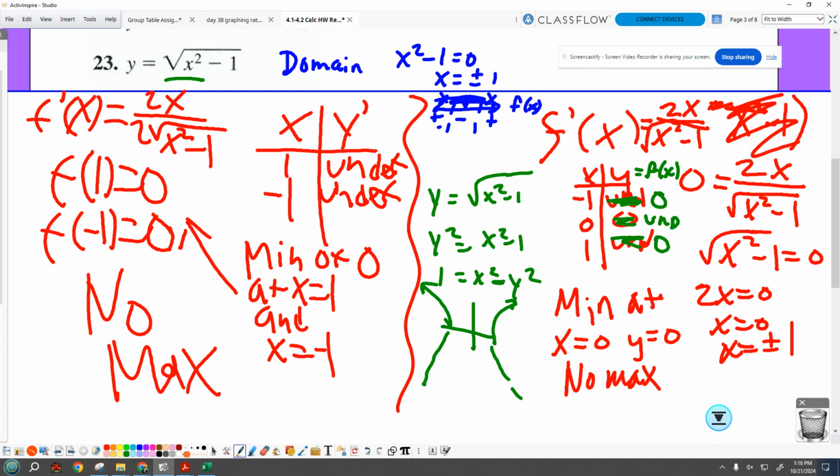The absolute minimum is 0. Where does it happen? At x equals -1 and x equals +1. What is the absolute maximum? Don't have it. It goes forever.